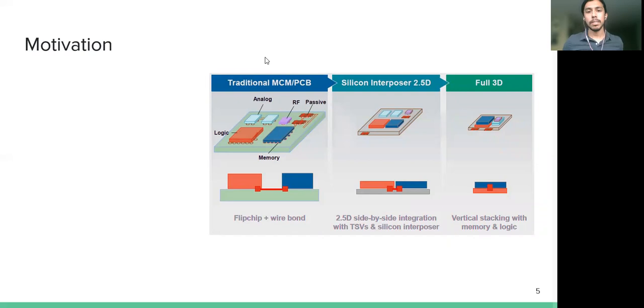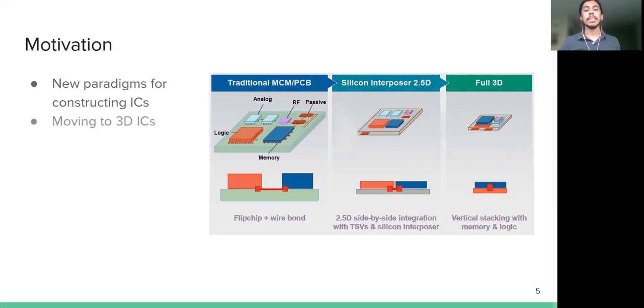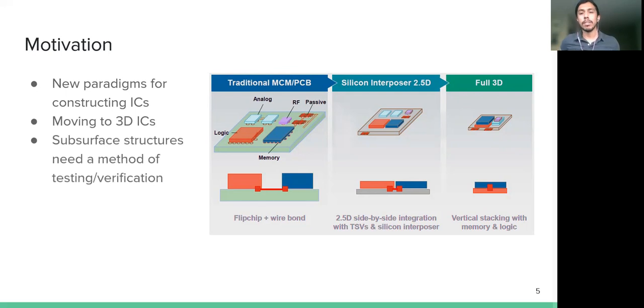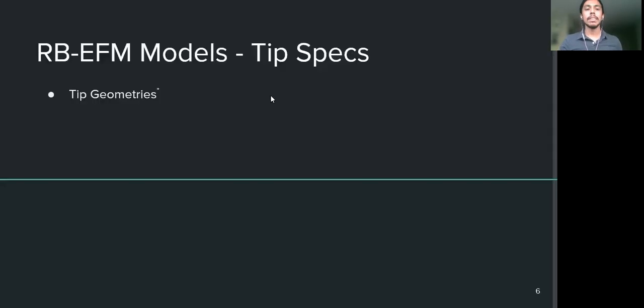Why are we interested in this technique? Well, in the past few decades, integrated circuits have been getting smaller and smaller, and the interconnects are starting to reach a limit of a few atoms wide. So manufacturers and fabrication labs are starting to investigate new paradigms for constructing ICs, specifically three-dimensional integrated circuits. However, we still need ways to test and verify that these structures are working accordingly. So that's why we want to use remote bias EFM to characterize these structures.